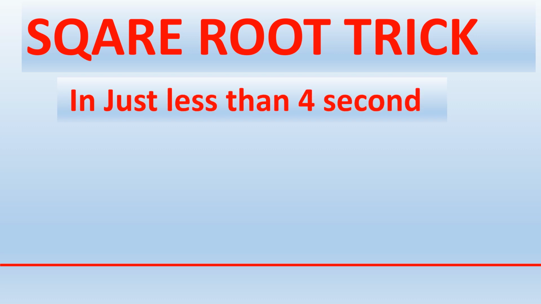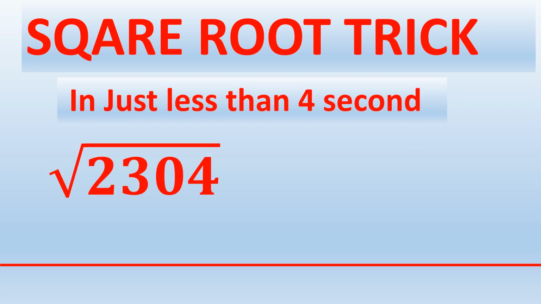Here is a square root trick that can help you solve a square root in just less than 4 seconds. Here is the square root of 2304. Solve this in less than 4 seconds and we get 48. Now how can we do that?